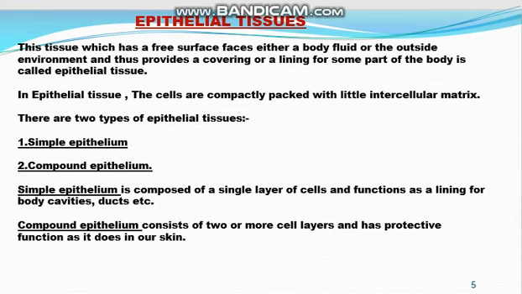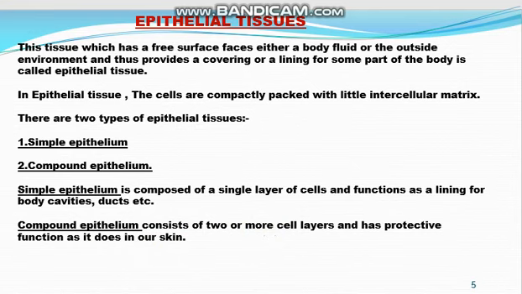So epithelial tissue covers the part of the body, and in this epithelial tissue, the cells are compactly packed with little intercellular matrix. And as I told you, this is of two types, simple epithelium and compound epithelium. Simple epithelium is composed of a single layer of cells and functions as a lining for body cavities, ducts, etc. And compound epithelium consists of two or more cell layers, which is protective in function, as it is in our skin. So these are the main two types of the epithelial tissue.